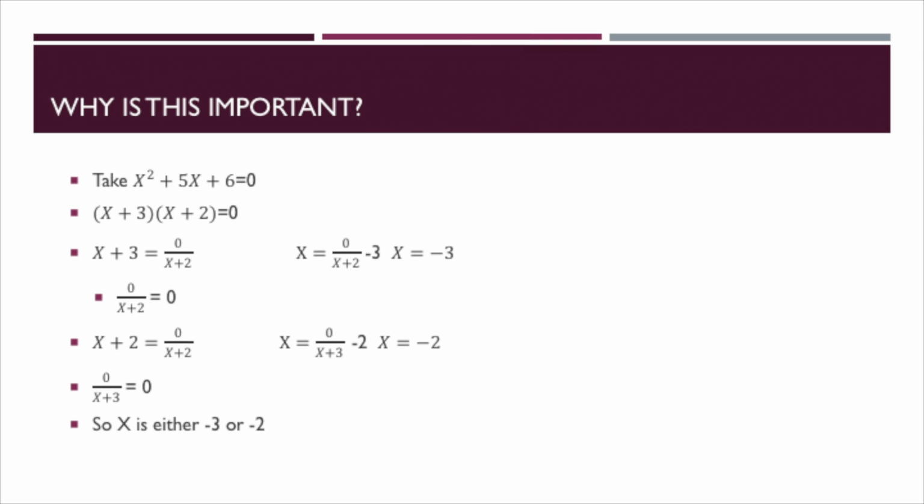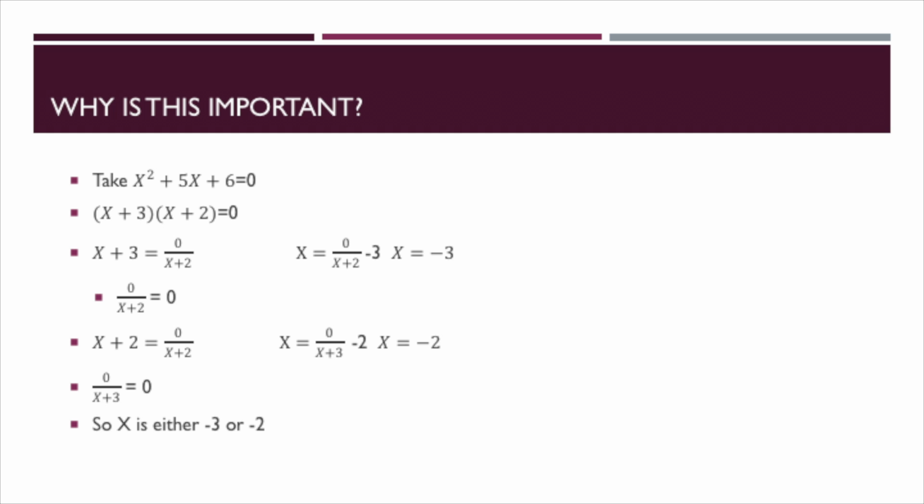So why is this important? Let's take the equation x squared plus 5x plus 6 from the previous page, and say it equals 0. Well, now we've got (x plus 3) times (x plus 2) equals 0. Now, we know that when you multiply something by 0, that's 0. So we can say x plus 3 equals 0 divided by x plus 2.